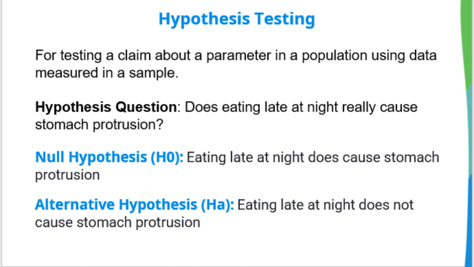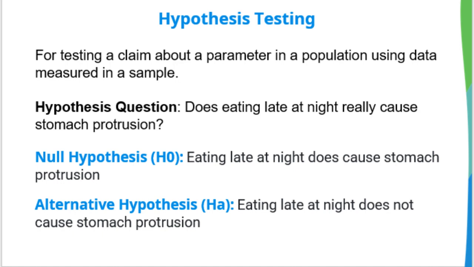Before we go further, we have to understand what a hypothesis is, because that will help you to understand your research questions. A hypothesis is for testing a claim about a parameter in a population using data measured in a sample. So we can develop a question. If you don't have one, you can come up with one yourself. For example, does eating late at night really cause stomach protrusion? That's a question. But because of this question, now we have to develop a hypothesis. We have a null hypothesis and an alternative hypothesis. The alternative is actually what we are looking at.